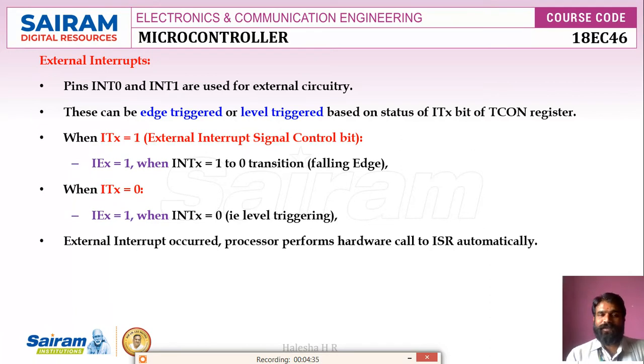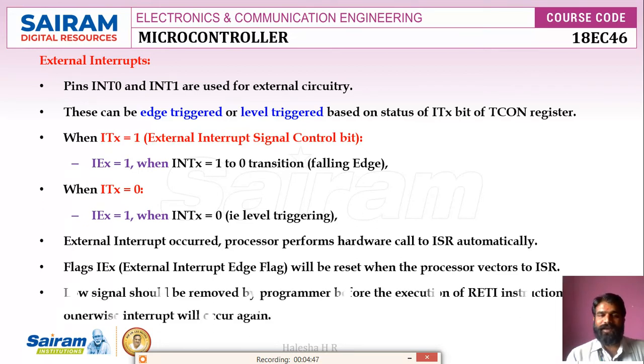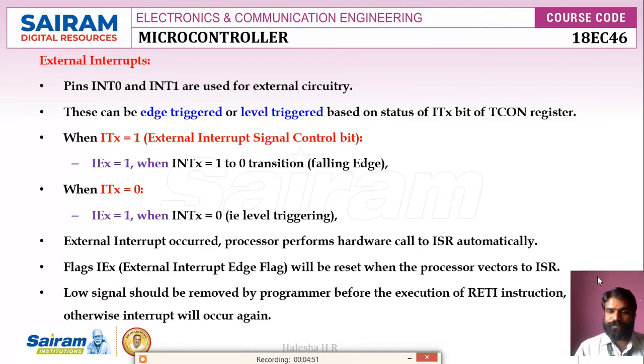In this case, whenever IEX is equal to 1, an external interrupt occurred and the processor performs a hardware call to the interrupt service routine automatically. And the flag IEX will be reset when the processor vectors to the ISR. And if it is level triggering, the low level signal should be removed by the programmer before execution of the RETI instruction. Otherwise, the interrupt will occur again and again.